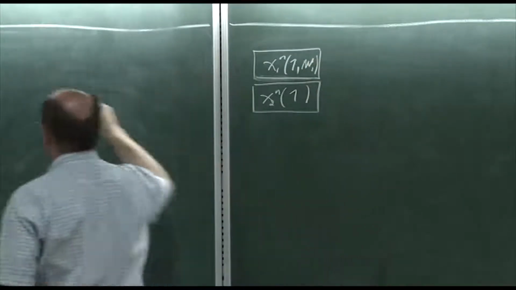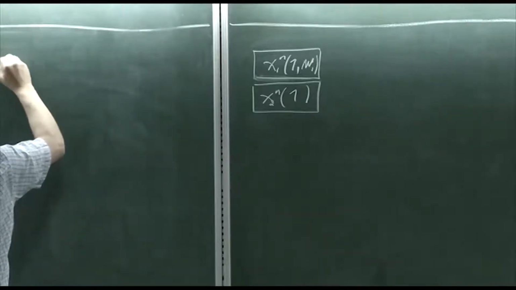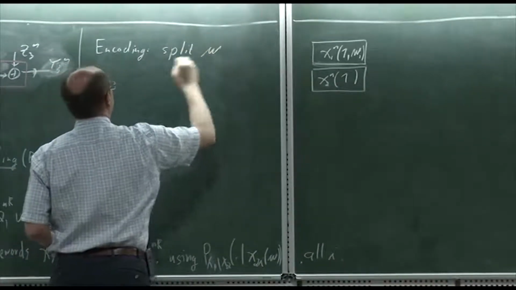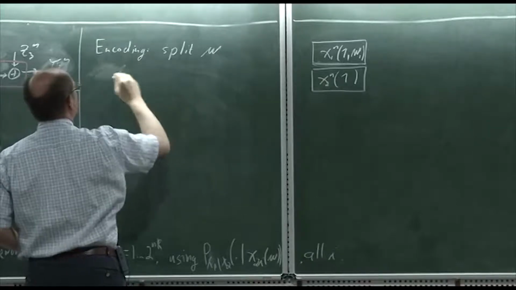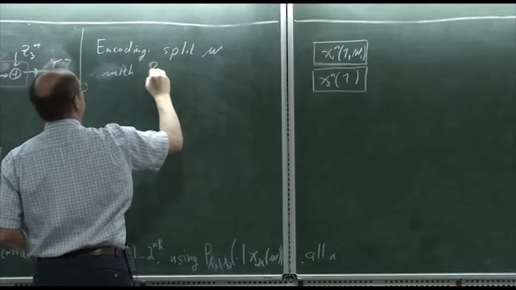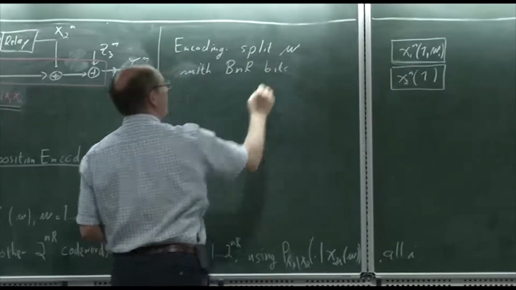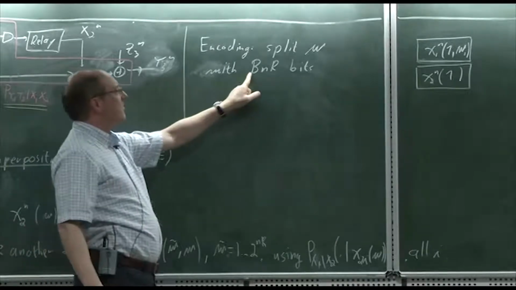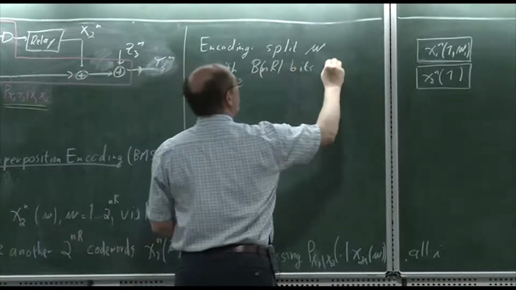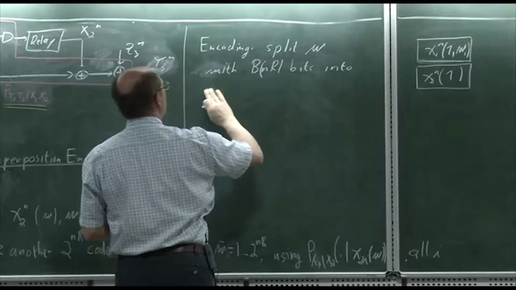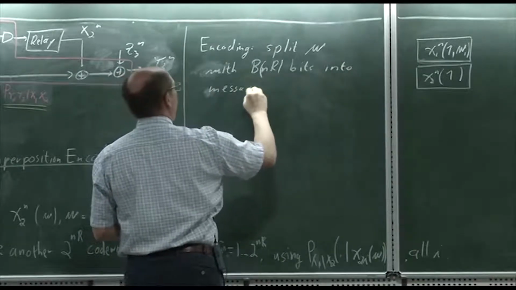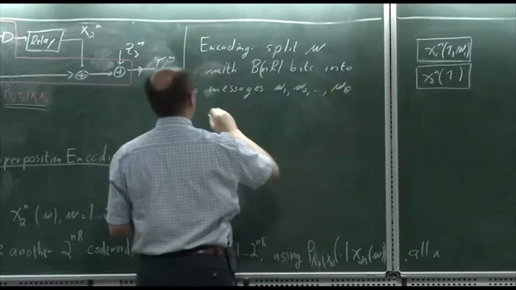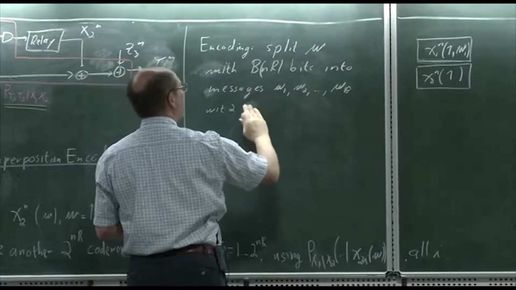So what we're doing here is, for encoding, we split the message into smaller messages. We're going to transmit in B blocks. Suppose the message has B times nR bits. We split it into w1, w2, all the way up to wB, with nR bits each.